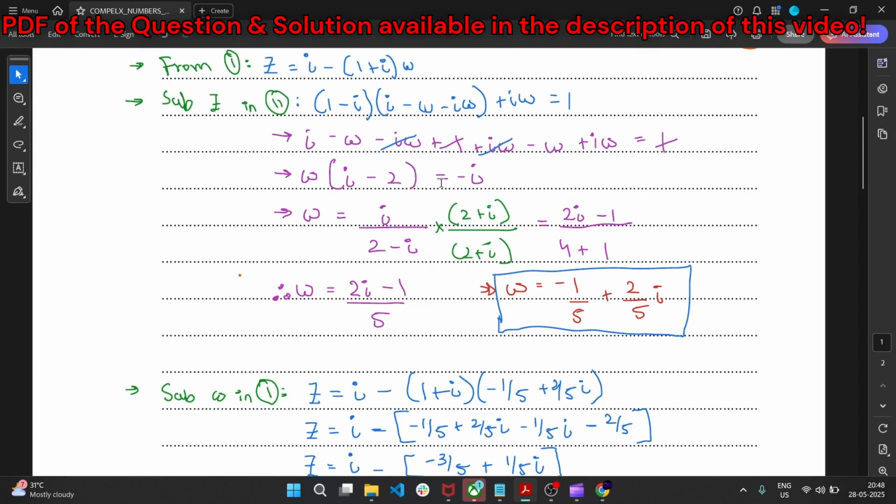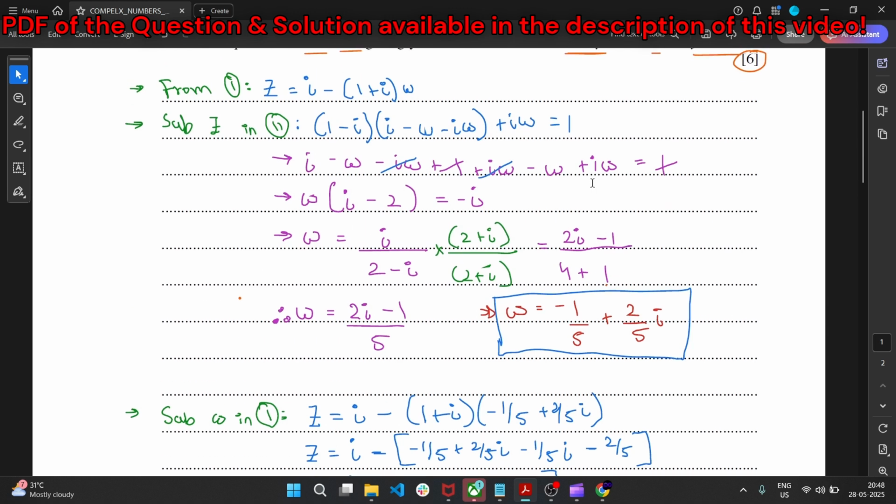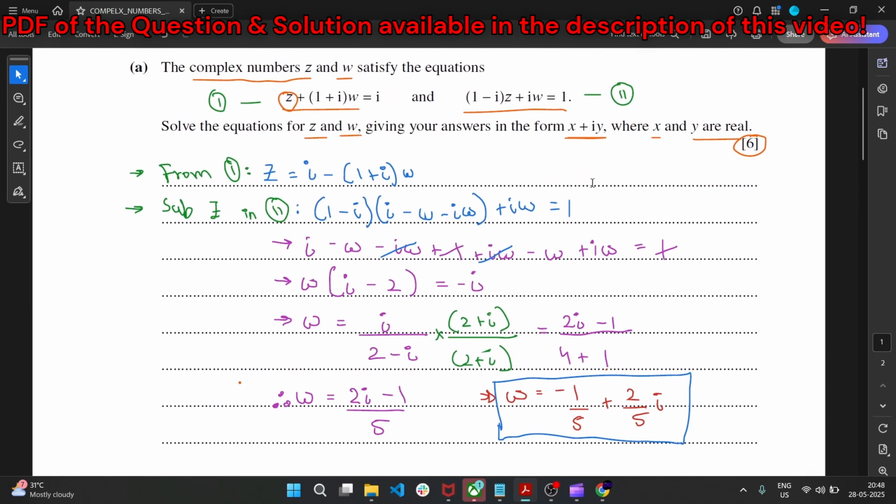Here is a complete step-by-step solution that I've written for you guys for the first part. The value of W that you should be getting is minus 1 by 5 plus 2 by 5i, and the value of Z that you should be getting is 3 by 5 plus 4 by 5i. If you got this, congratulations, you can move to the second part. But now for the students who did not get it correct, I am over here to guide you very quickly.